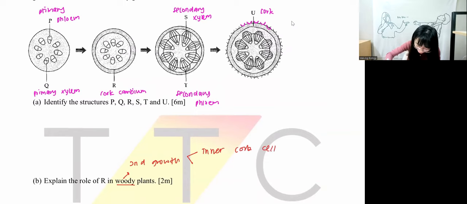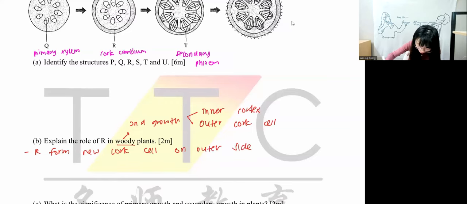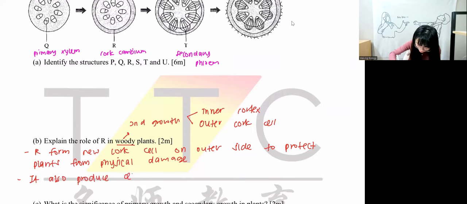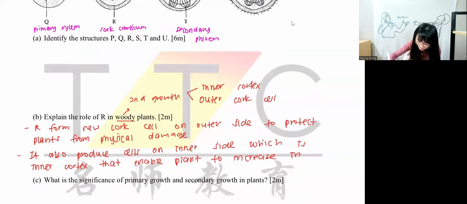Inner cortex cell and outer cork cell. In a sentence we can write: R forms new cork cells on the outer side to protect plants from physical damage. It also produces cells on the inner side, which is inner cortex, that enable the plant to increase in diameter.